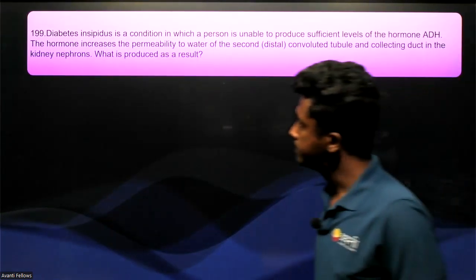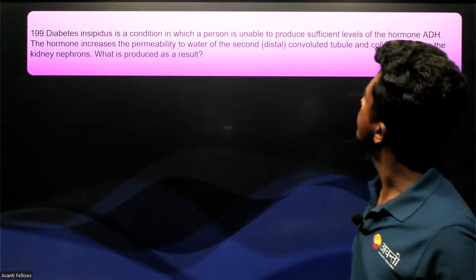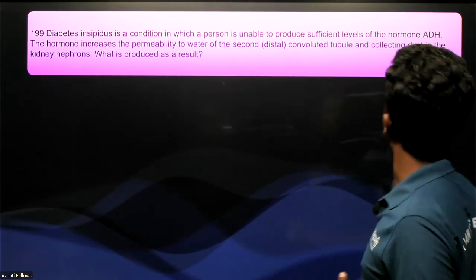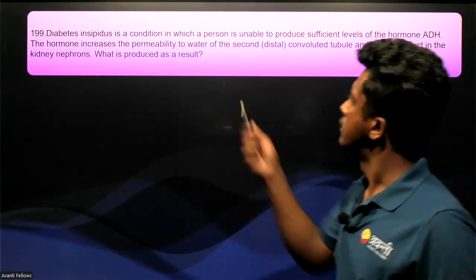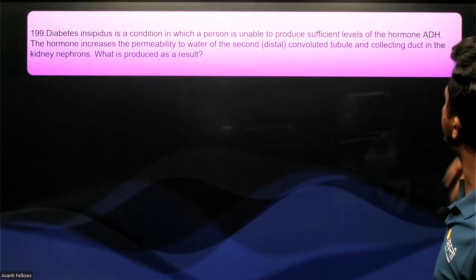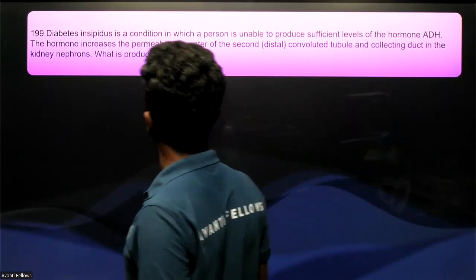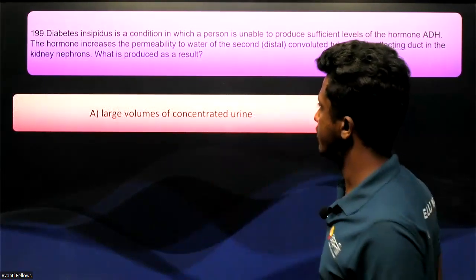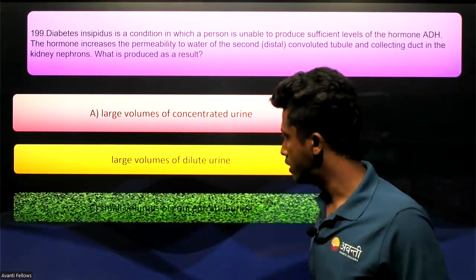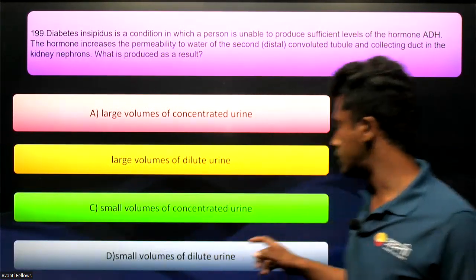So our final question, 199, diabetes insipidus, a very curious question, is a condition in which a person is unable to produce sufficient levels of the hormone ADH, antidiuretic hormone. The hormone increases the permeability to water of the second convoluted tubule, the distal convoluted tubule, and the collecting duct in the kidney nephrons. What is produced as a result? Large volumes of concentrated urine, large volumes of diluted urine, small volumes of concentrated urine, or small volumes of diluted urine.